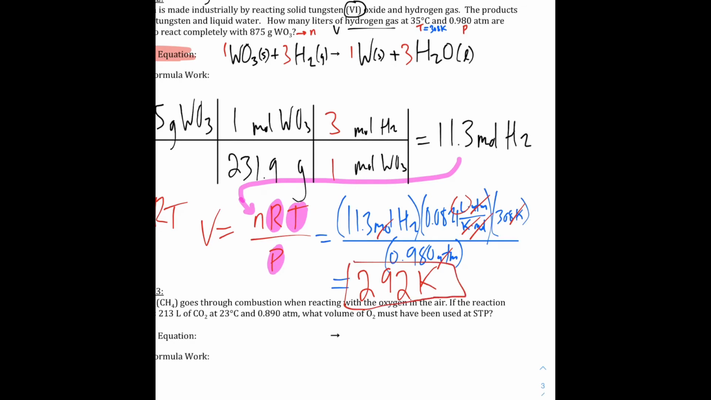Whoa, Kelvin. Where did I get that? Liters. I even circled it. There we go.